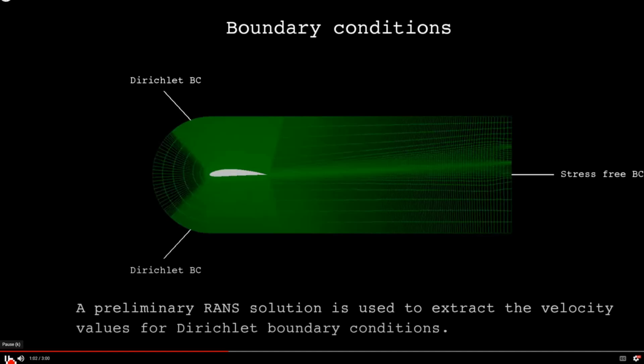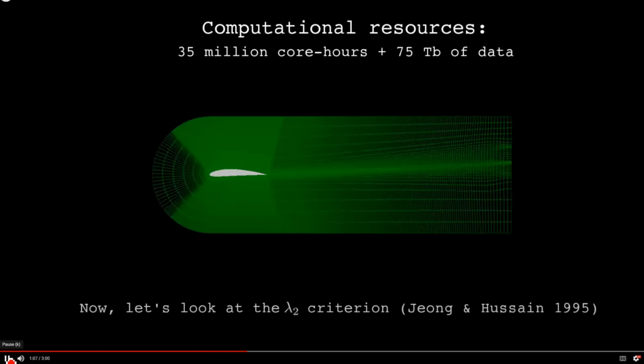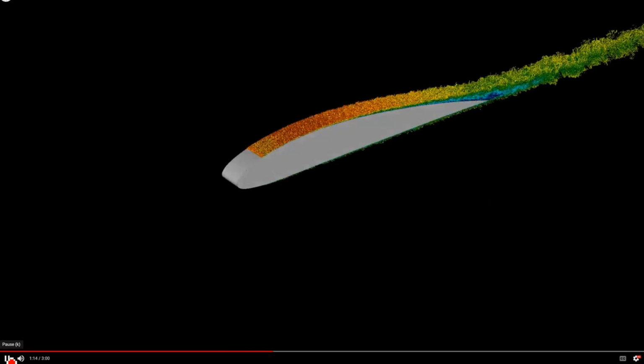So these special conditions allow us to approximate the volume closer to the body, but they require, let's see, 35 million core hours. It's 35 million processors, let's say, and more or less 75 terabytes of data. So you can imagine how big the computer is for this simulation. And this model requires transient formulation, so only transient flow can be solved.